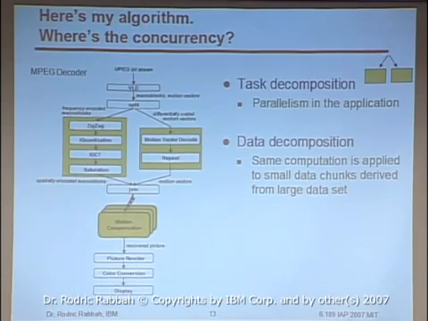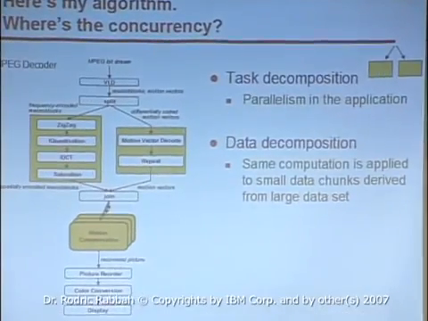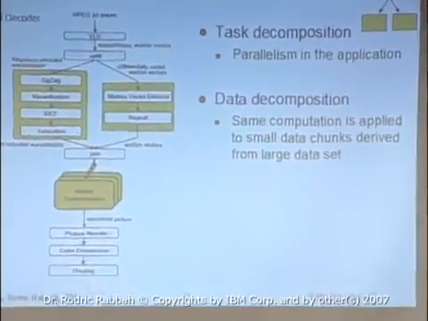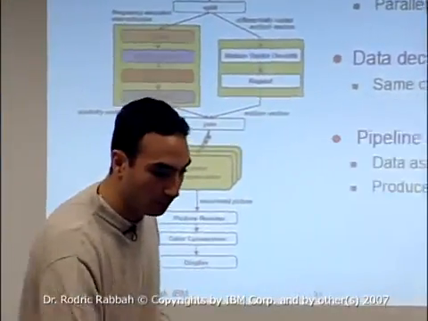Data decomposition, which I've highlighted here, essentially says you have the same computation applied to lots of small data elements, that you can take your large data element, partition it into smaller chunks, and do the computation over and over in parallel. And so that allows you to essentially get that kind of data parallelism expansion in space.